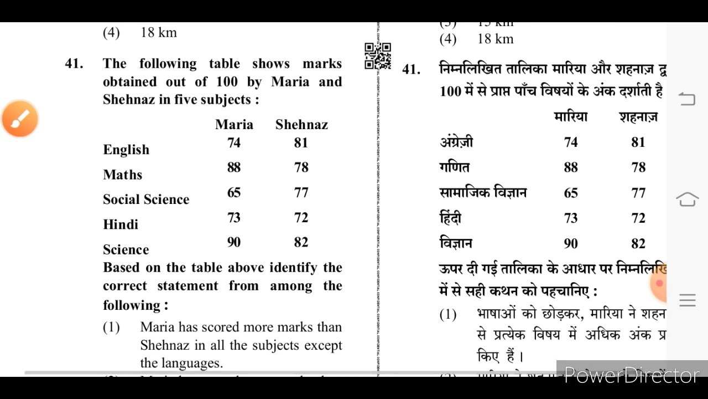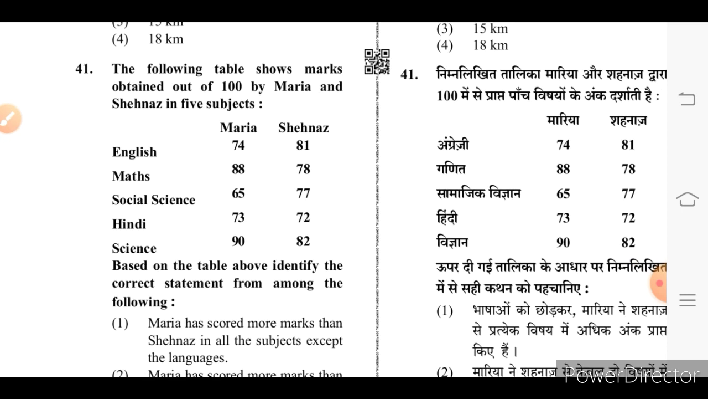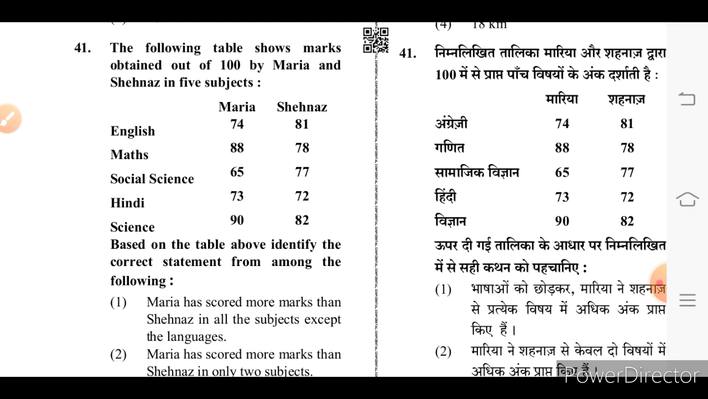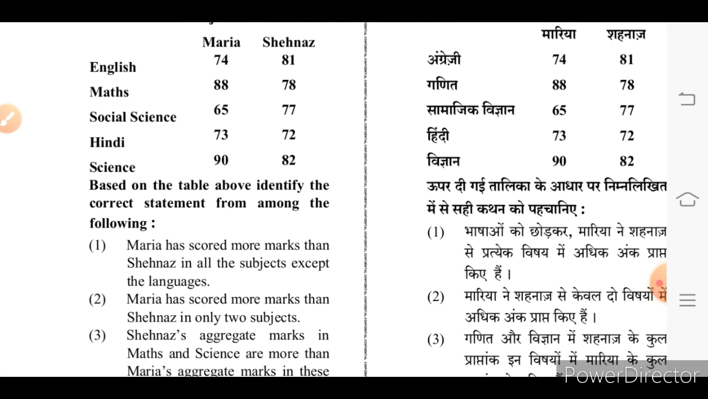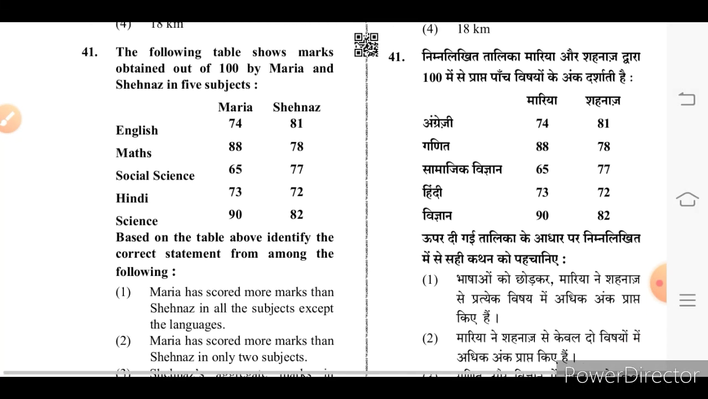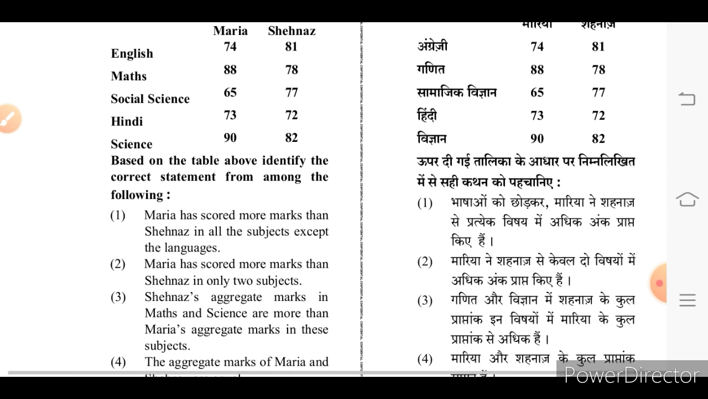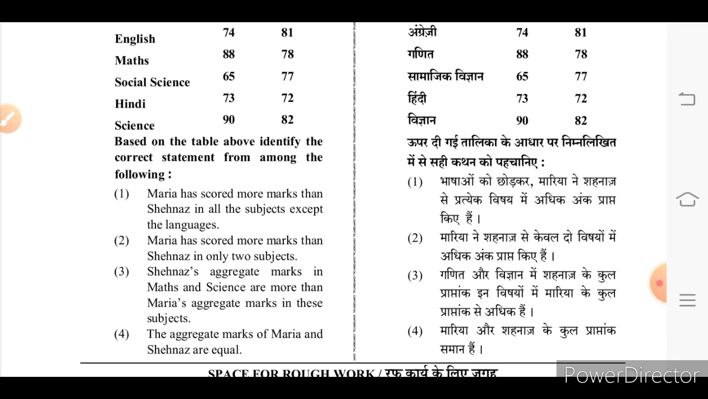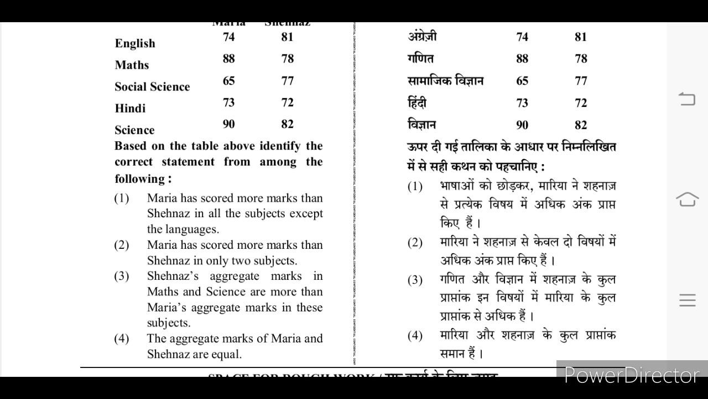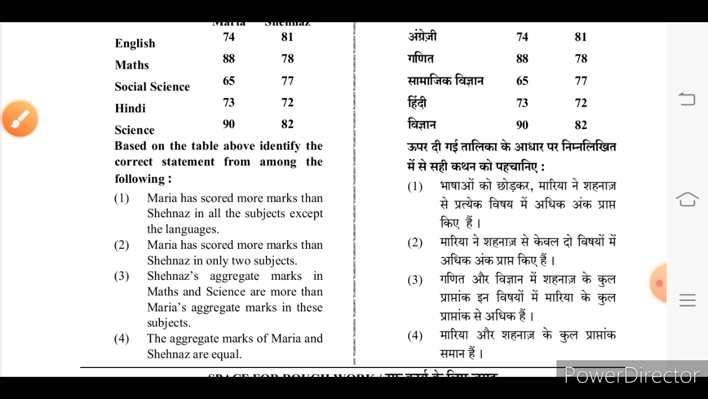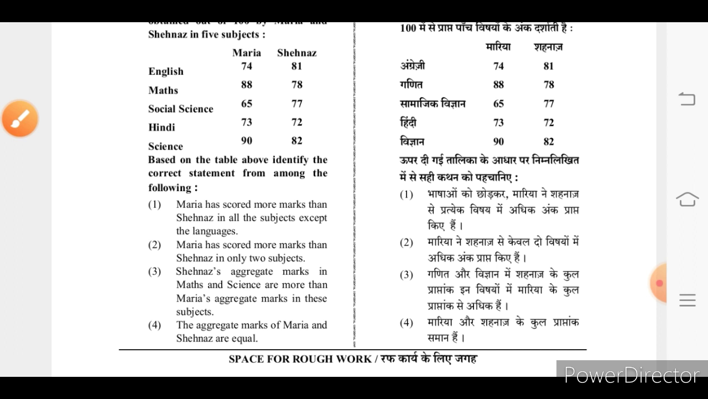Next question. The following table shows marks obtained out of 100 by Maria and Shahnaz in 5 subjects. Read this question carefully. Go through the options first. Based on the table above, identify the correct statement from among the following. This type of question takes more time in the examination hall. So don't think about this type of questions. Think 1 minute, that is enough for this type of questions.